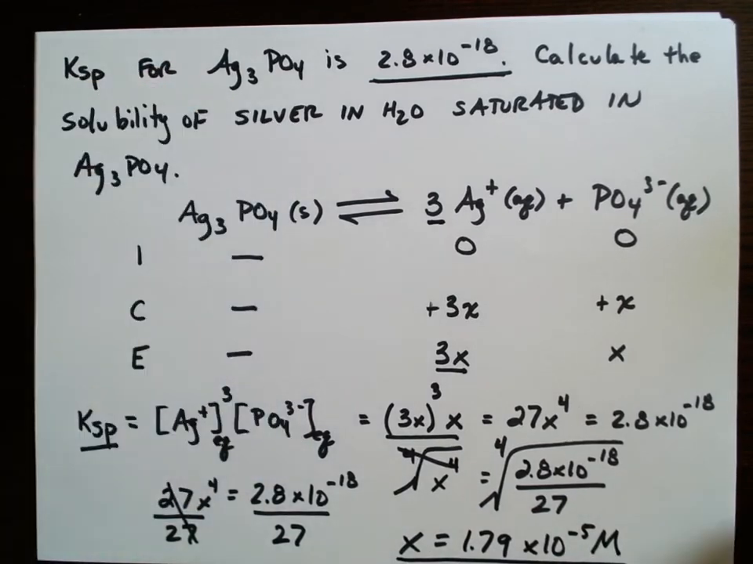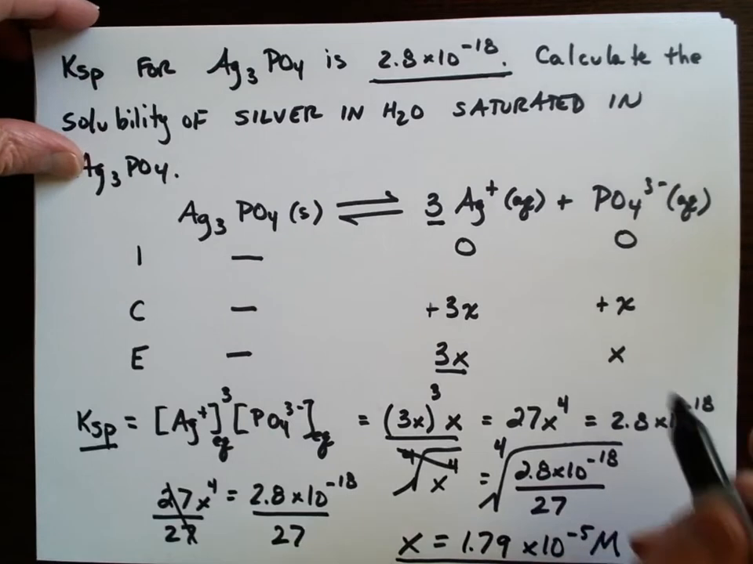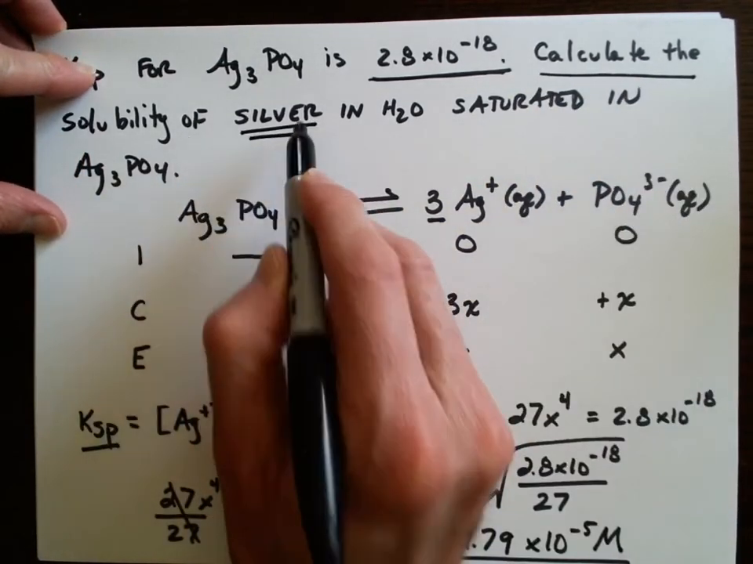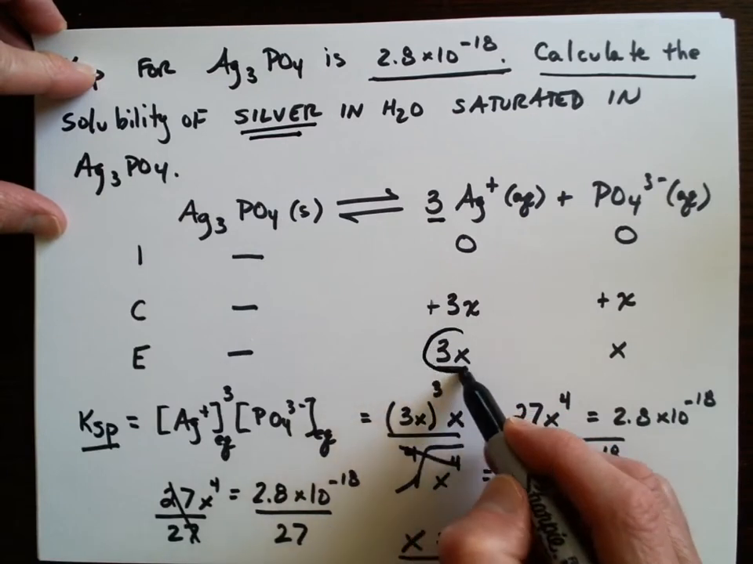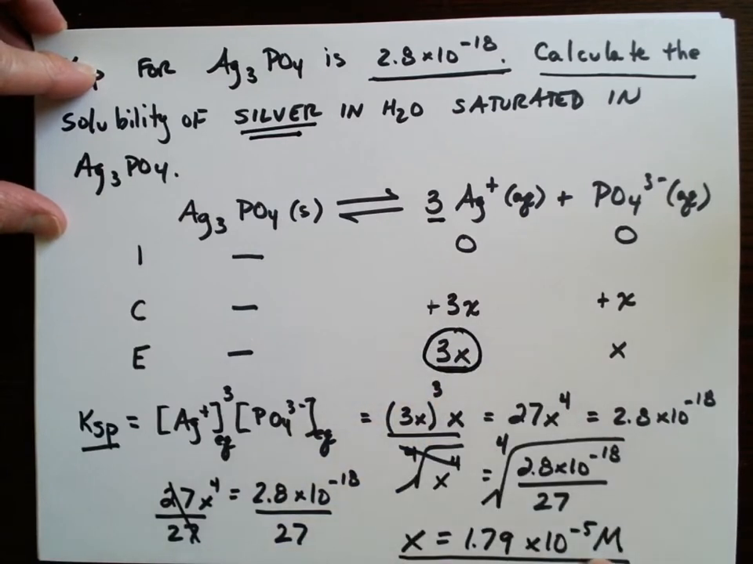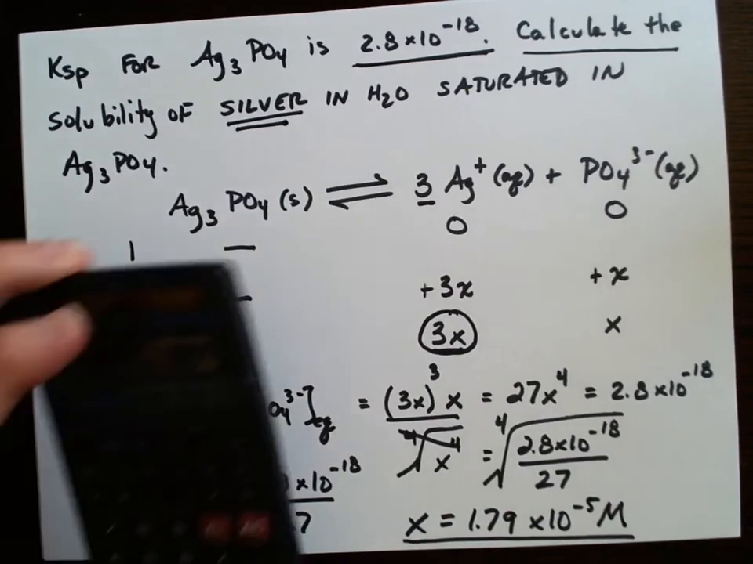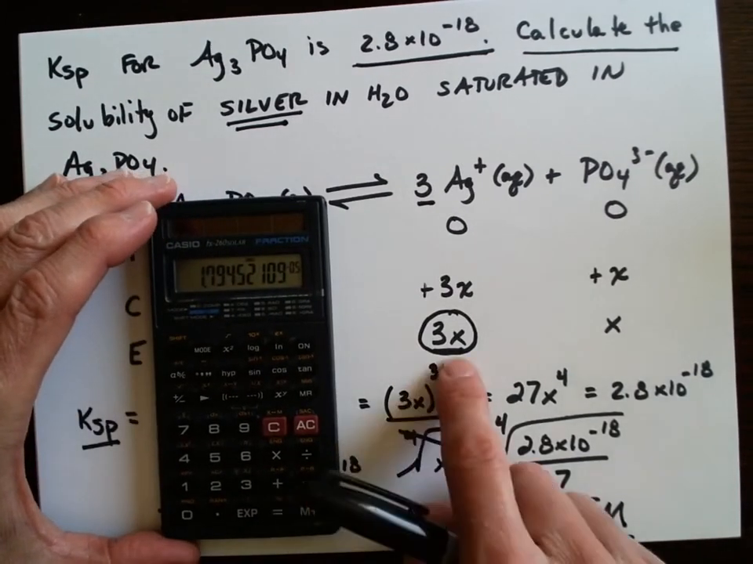Now I got to pay attention to what the problem has asked me. It has asked me to calculate the solubility of silver. And notice that the solubility of silver is 3 times X. So I need to take this value here, and let's see, I need to multiply that by 3, don't I?